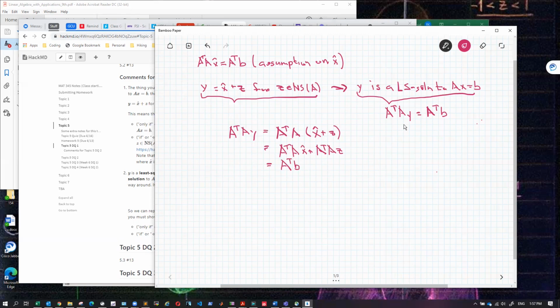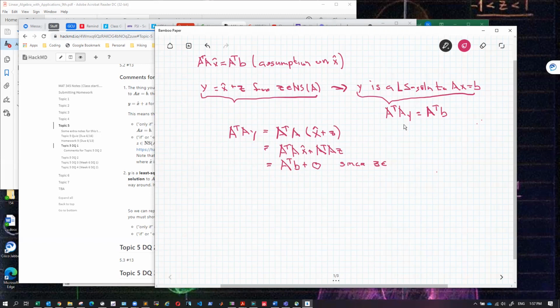What can you tell me about A transpose A z? I guess that would mean it's 0. So this is 0. Now you do need to say why we know this is 0. We know that z is in the null space of A. But we're multiplying by A transpose A here. Yes, but z is in the null space of A. So do I know that A transpose A z is also 0? Yes, we know it's 0.